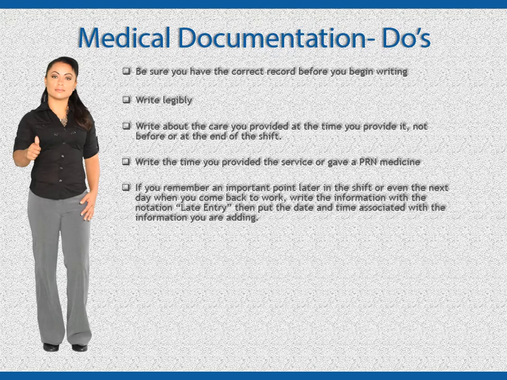If you remember an important point later in the shift, or even the next day when you come back to work, write the information with the notation late entry. Then put the date and the time associated with the information you are adding. Please note, the date and time you put on the progress notes will be the actual date and time you are adding the information. Example, date June 5th, 2018, time 10 a.m., late entry.